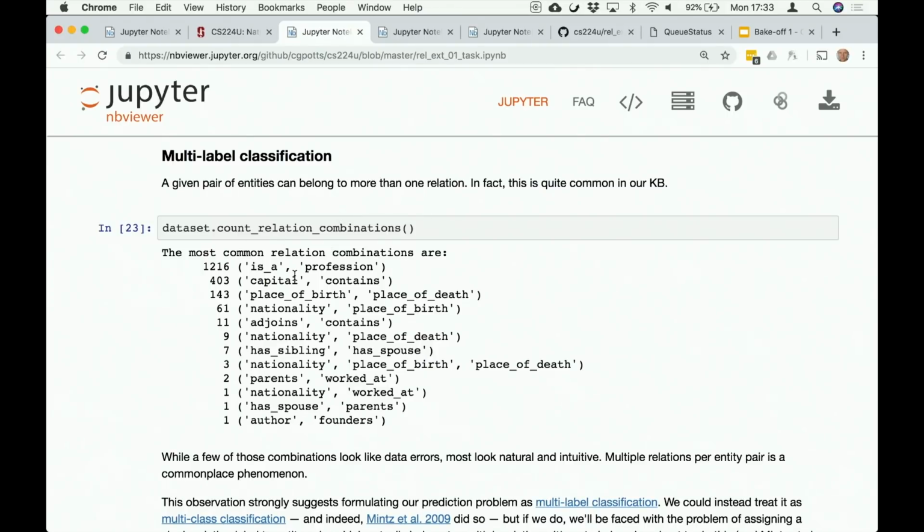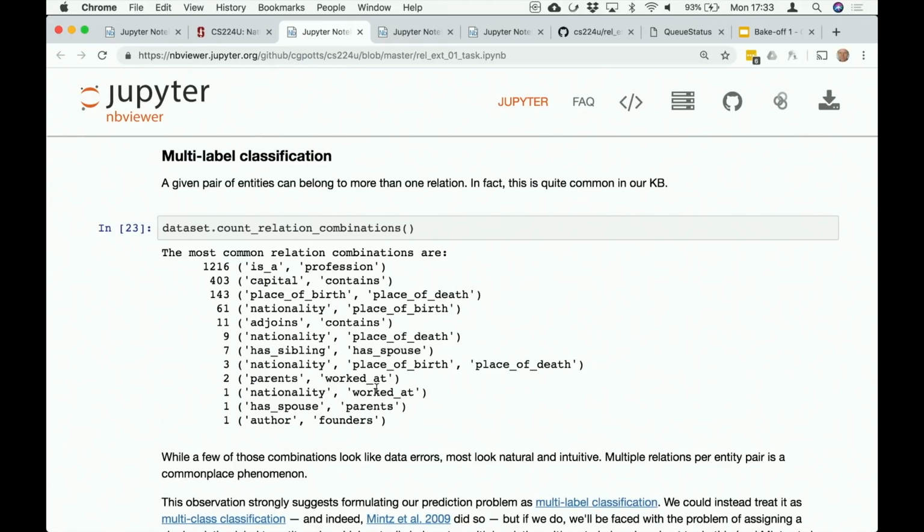It turns out that there are some overlaps that are really common, and they're kind of intuitive. So it's really common for a pair of entities to belong both to is-a and profession. That makes sense. So it's like Einstein is a physicist, and his profession is physicist. Capital and contains, that makes sense as well. Place of birth and place of death, there's no necessary relationship there, but in practice, it's quite common for people to die in the same place they were born, so that's not too surprising.